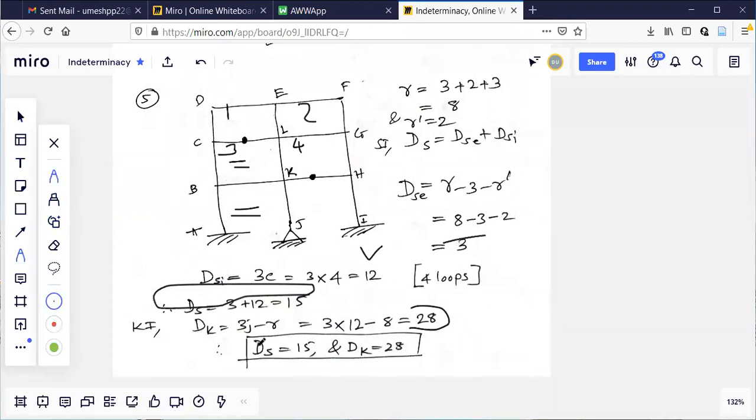This is 28. Finally, I have written DSI and DK at one place. DSI is 15, DK is 28.